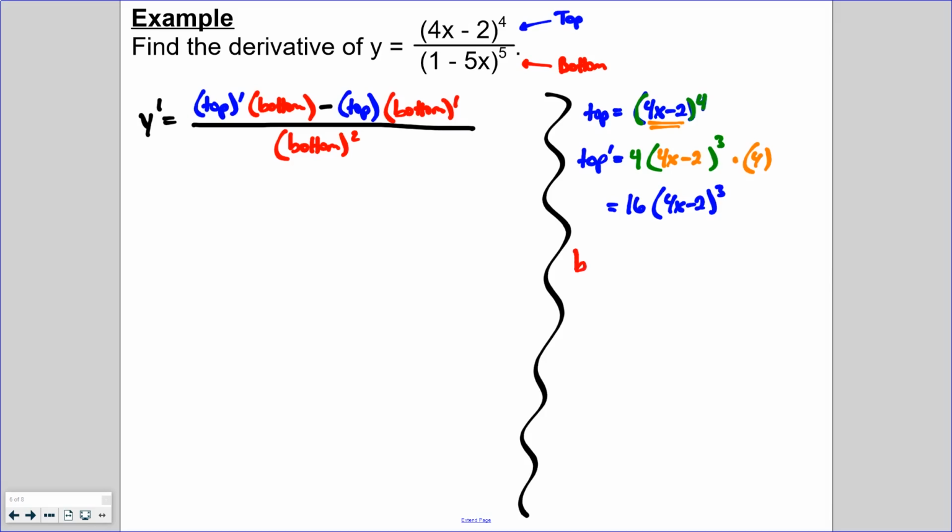All right, bottom, you're up. Get on down. So we've already identified the bottom function as 1 minus 5x to the 5th. So therefore, the derivative of the bottom, oh, that's a double prime. We just want a single prime.